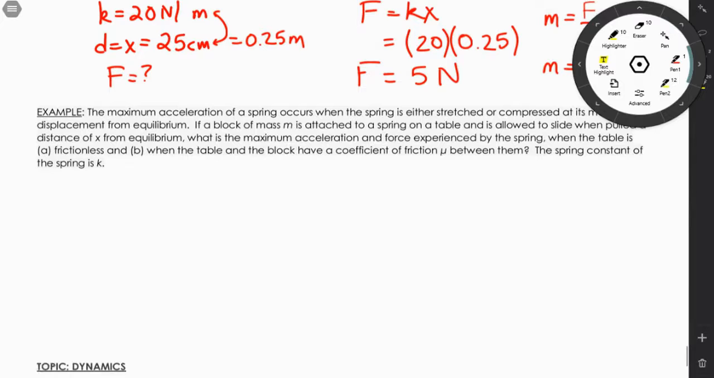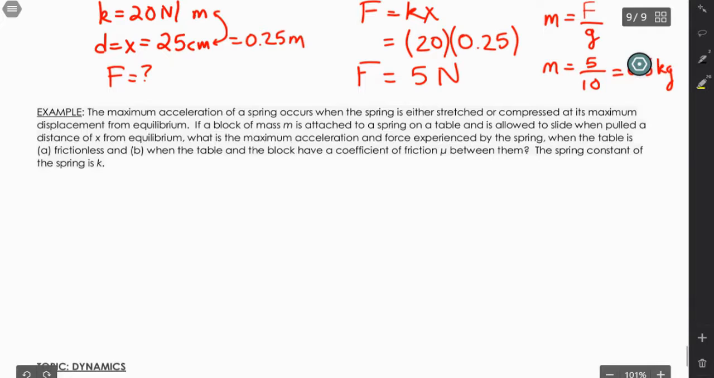The maximum acceleration of the spring occurs when the spring is either stretched or compressed at its maximum displacement from equilibrium.